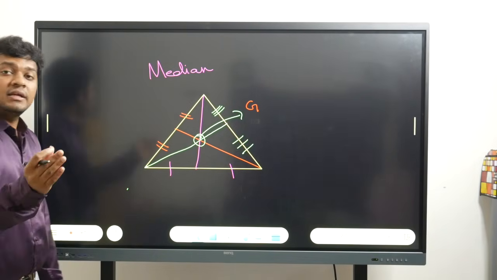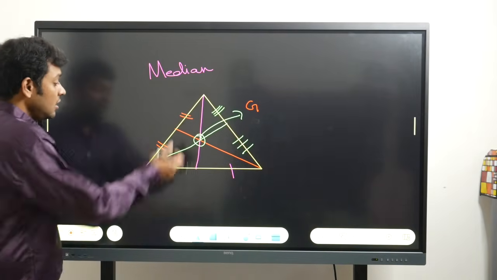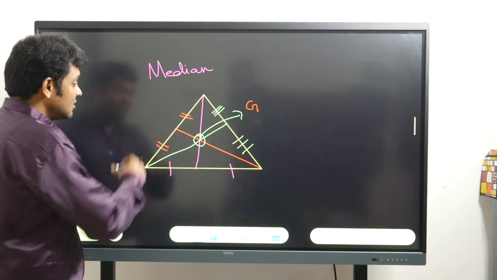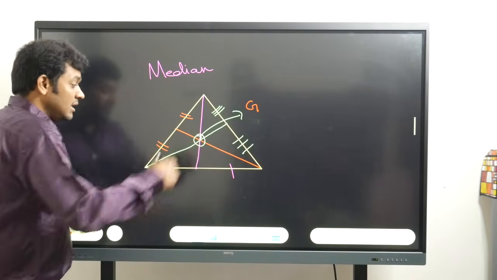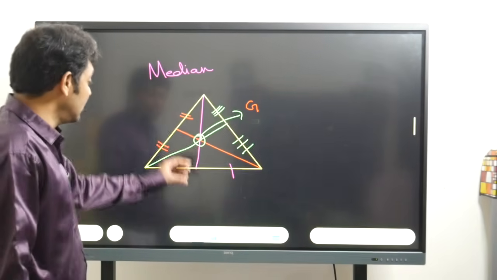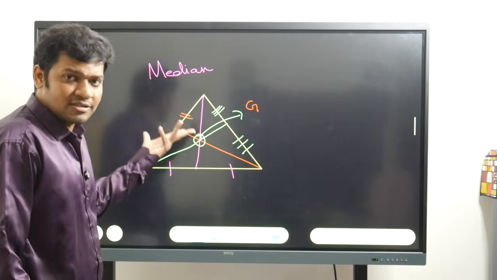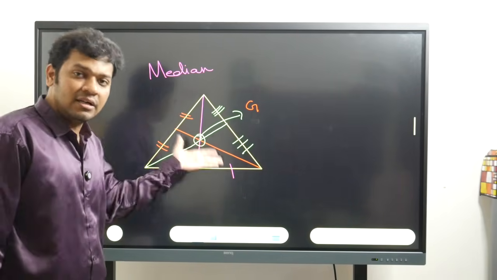The centroid is nothing but the intersection of medians. Three sides will have three midpoints. Just join each to the opposite vertex, so you have three medians for any triangle. The point of intersection of any two medians is called the centroid. So the three medians will also intersect at this point.